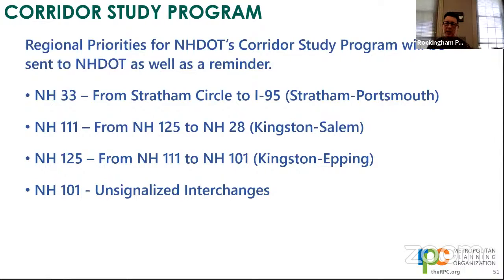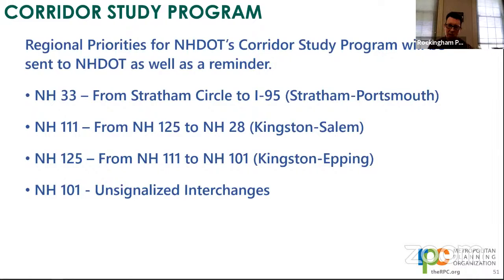There's also a corridor study program that DOT is implementing where we'll submit our priorities. We have 4 priorities that we've identified for that program. We aren't quite sure if, how or when any of these will get funded, but the entirety of Route 33 is a priority, as well as 111 on the western part of our region, from 125 over to Salem and Windham. On 125, there's a gap between the corridor study done from Epping to Rochester and the one done from Plaistow to Kingston. There was a gap in Brentwood and Kingston that was missed, which we'd like to see addressed.